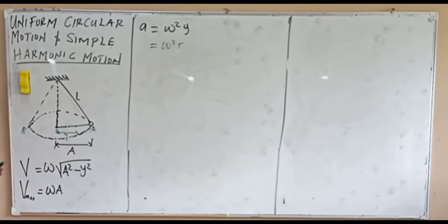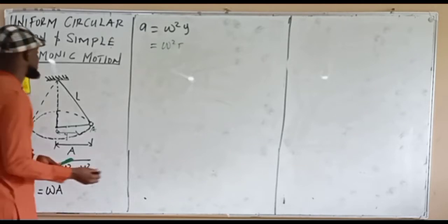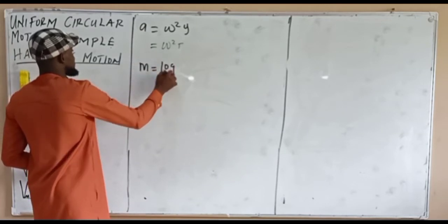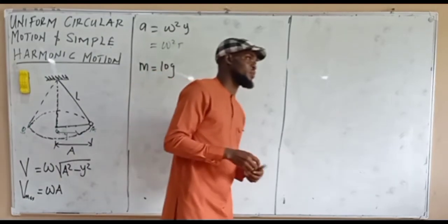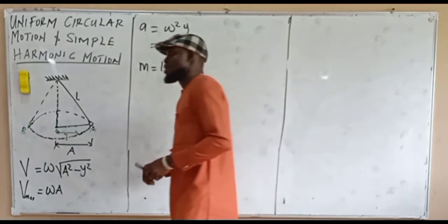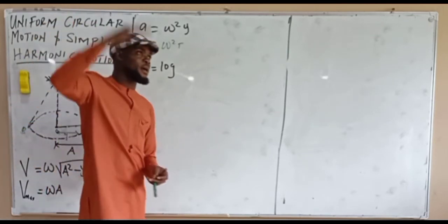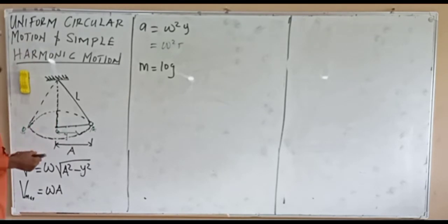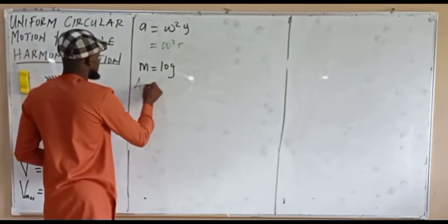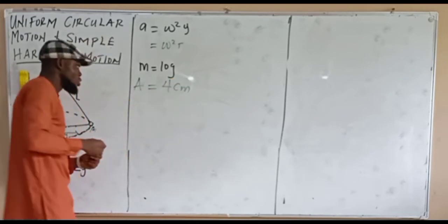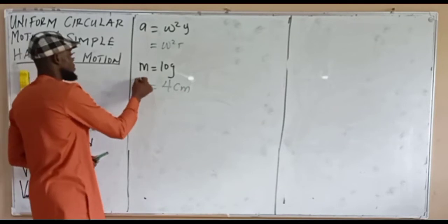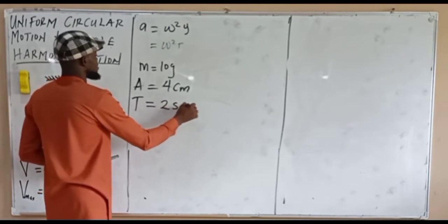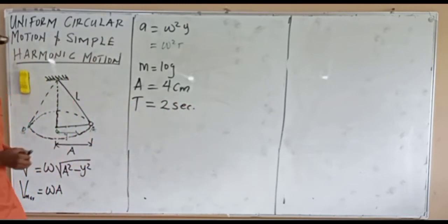So let's look at this question before we go. A simple pendulum ball of mass 10 grams is vibrating up and down in simple harmonic motion with amplitude of 4 cm and a period of 2 seconds.